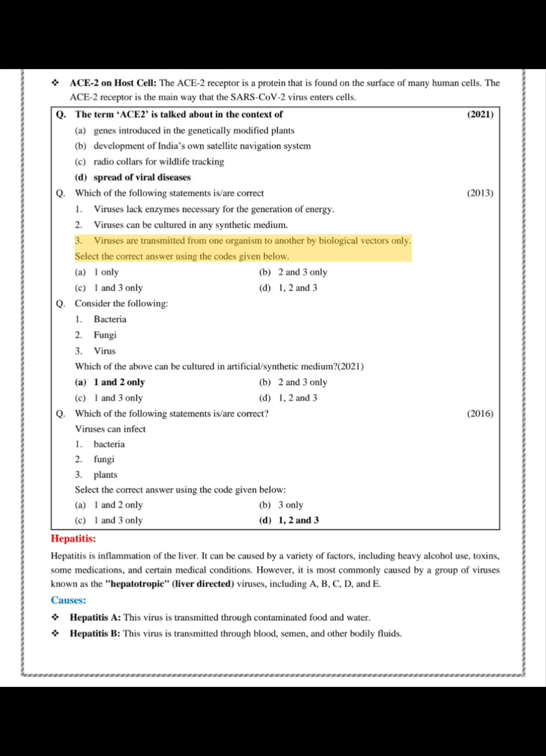Select the correct answer using the codes given below. Q. Consider the following. 1. Bacteria. 2. Fungi. 3. Virus. Which of the above can be cultured in artificial, synthetic medium? A. 1 only. B. 2 and 3 only. C. 1 and 3 only. D. 1, 2 and 3.